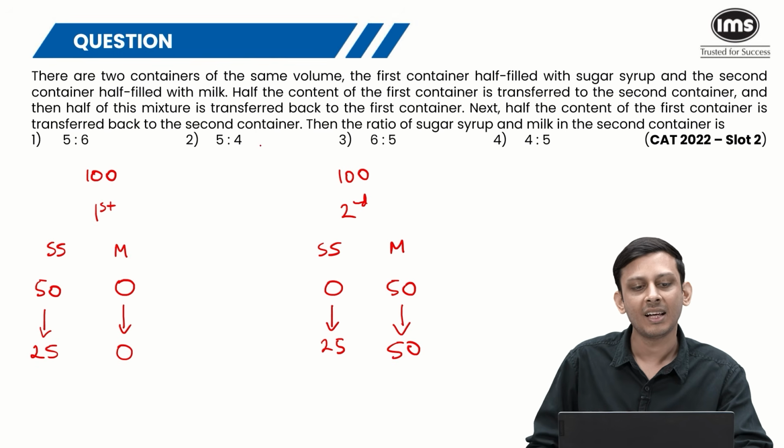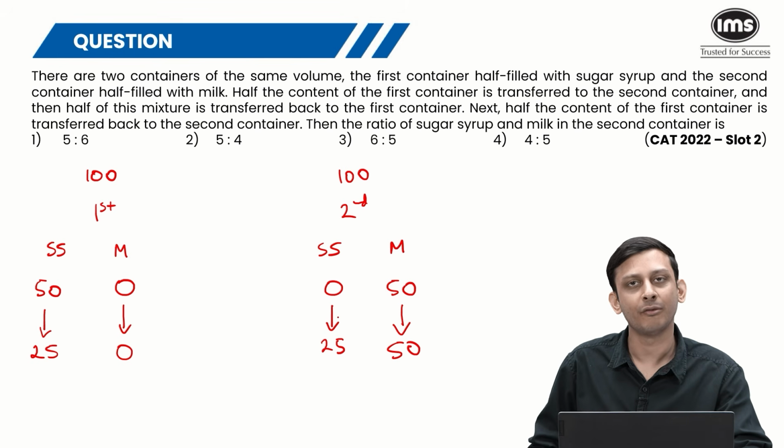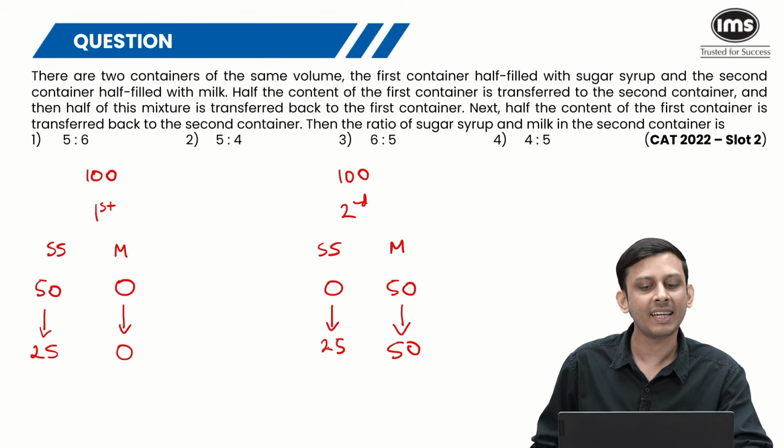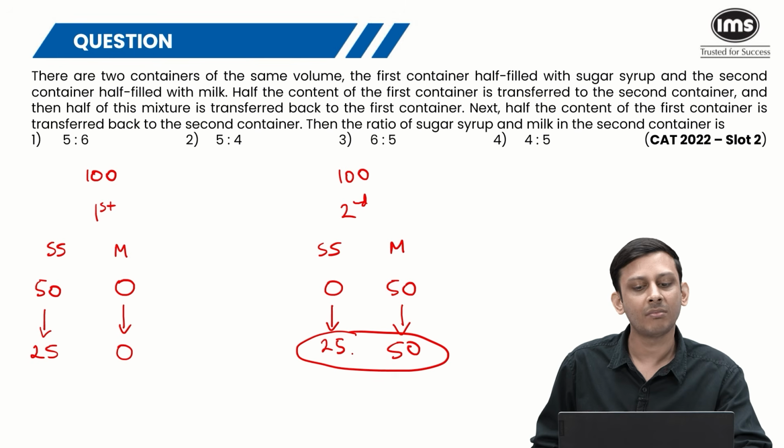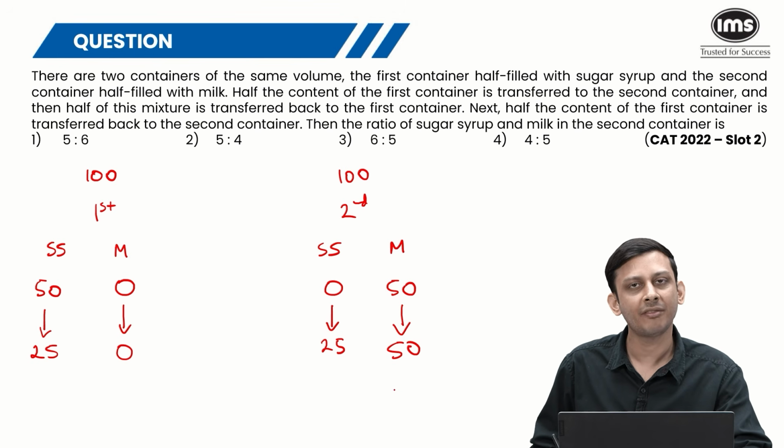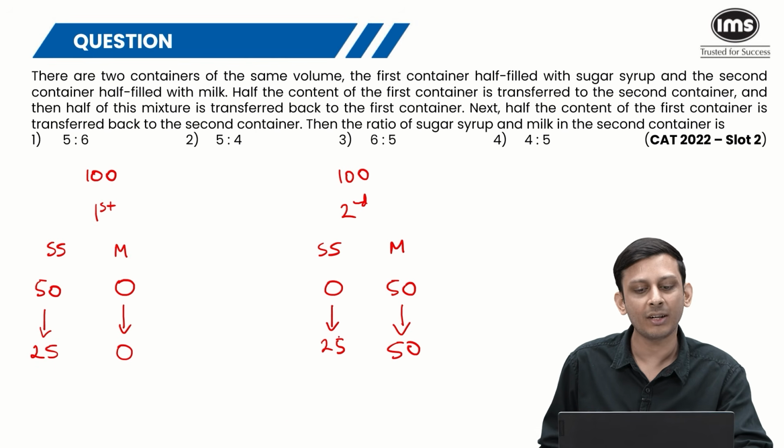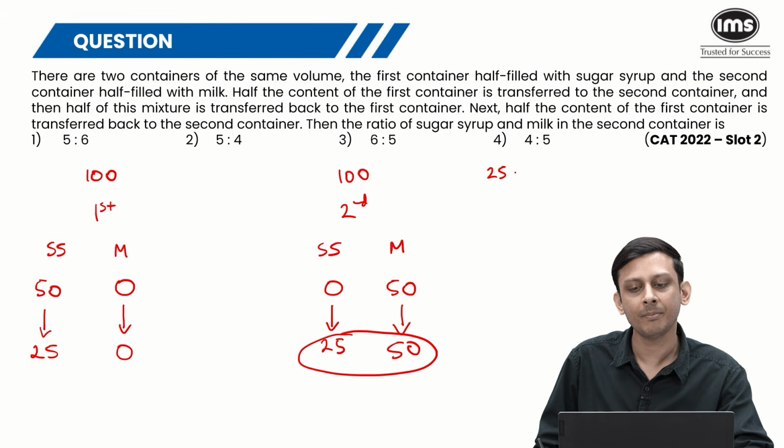Now what is happening is, half of this mixture is transferred back to the first container from the second container. Now the thing is that here we have 25 and 50. So the total is 75. Half of 75 that is being transferred will be 37.5, which will be a decimal value, not convenient for calculation. If I show you the technical approach, here we have sugar syrup and milk, 25:50. So that is in the ratio 1:2.